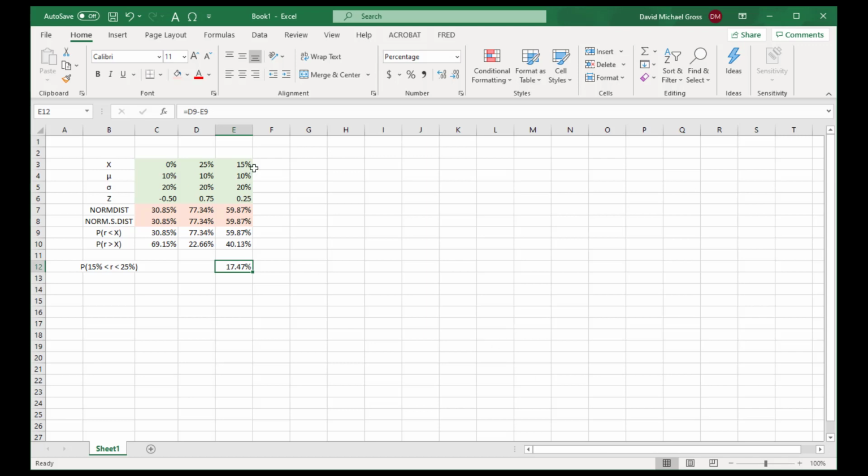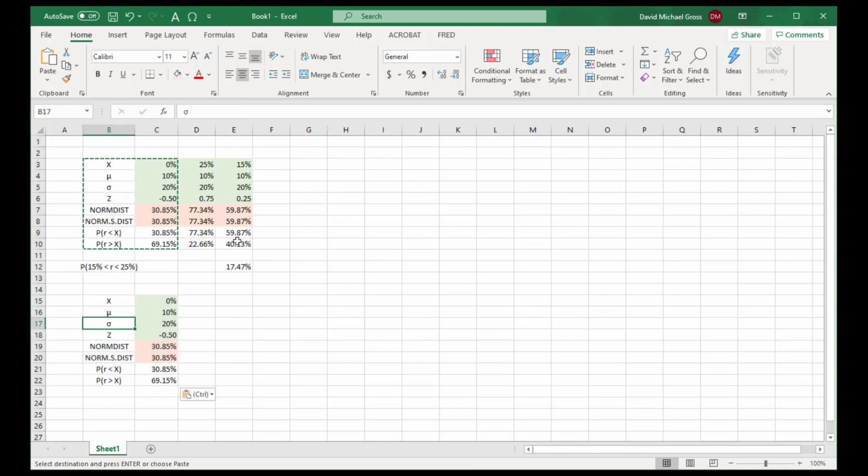Other things I can do, I can change the distribution of the return series. I can change the mean and the standard deviation of the return series, and I can come up with other things to compute. So I'll copy and paste, and bring this down here, and say, what if I have something that has a very high expected return, say 20%, but is really, really risky, say a 50% standard deviation.